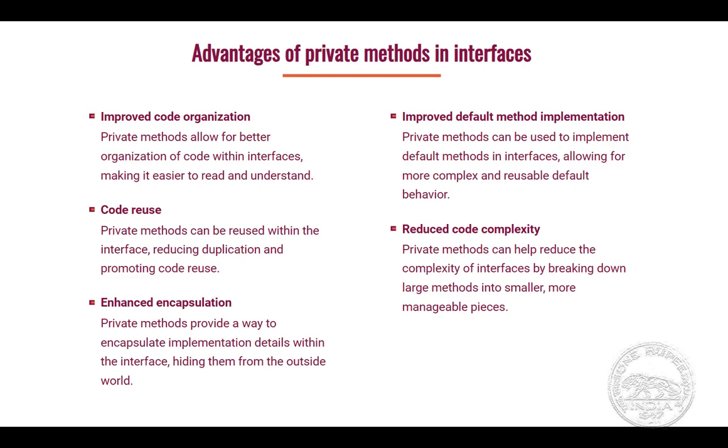Improved default method implementation. Private methods can be used to implement default methods in interfaces, allowing for more complex and usable default behavior. And reduced code complexity. Private methods can help reduce the complexity of interfaces by breaking down larger methods into smaller ones, which will be more manageable and you can understand easily. Let's look at how we can have private methods in an interface and maybe a use case of it.